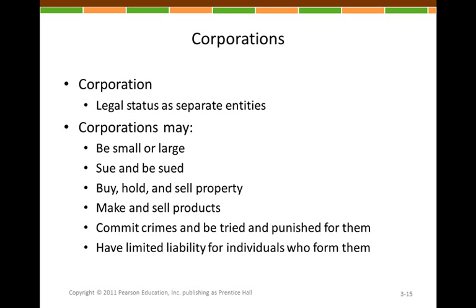So I, as maybe someone involved in the corporation, although I might put an investment into that corporation, if the corporation ceases to exist at some point and has to pay off debts, I cannot be held liable with my own personal assets. They won't go after that because I'm protected by the status of a corporation.